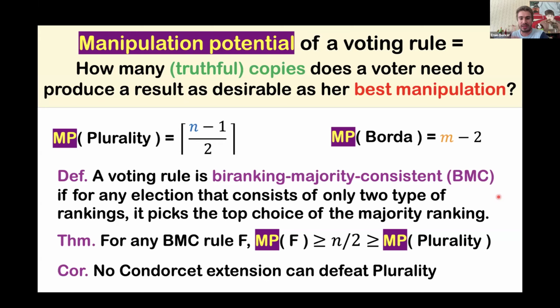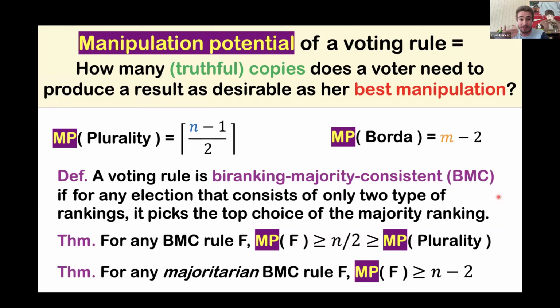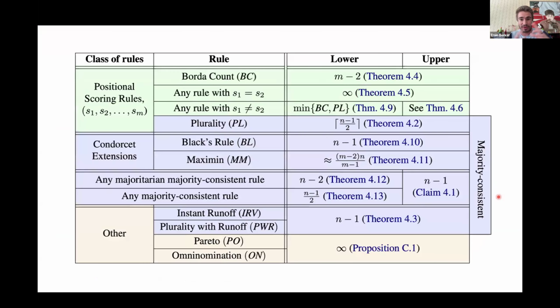And further, this shows that no Condorcet extension can defeat plurality. And in fact, if you additionally add majoritarian rules to this assumption, meaning that they only decide the outcome on the pairwise defeats, then the situation looks even worse because we add another factor of 2. Okay, so that's a very quick summary of our results.